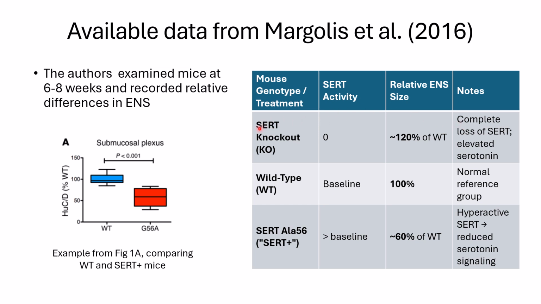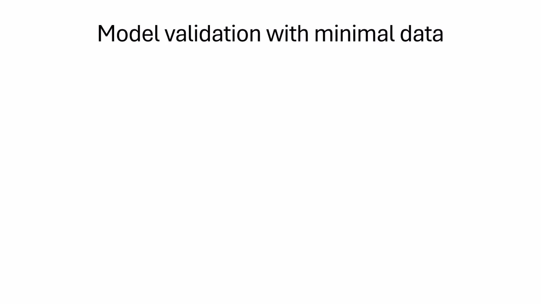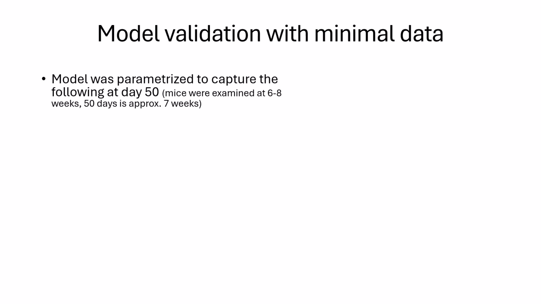And same thing with the knockout mice. Again, figures like this, that's pretty much what I had available to work with. So when you looked at wild type versus knockout, they were about 120% of the norm. Okay, very minimal data, but we do what we can.